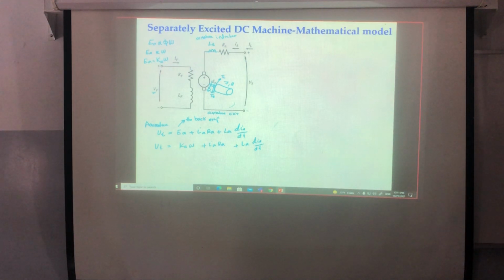Now what about the field? If I need to represent the field, it will be very simple. A series circuit, so VF equals IF RF plus LF dIF by dt. Good? Now, if I need to represent the mechanical system, it's J d omega by dt plus b omega equals TE minus TL.